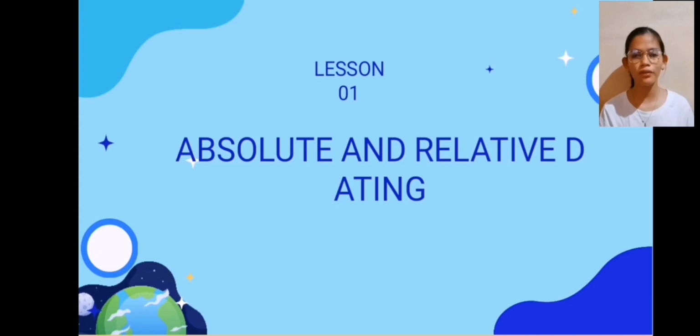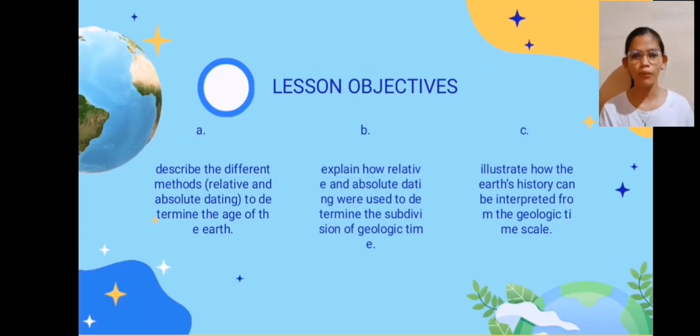So, before we formally begin our discussion, allow me first to present to you our lesson objectives. For today's lesson, we have 3 objectives. These are: describe the different methods, relative and absolute dating, to determine the age of the Earth. Second, explain how relative and absolute dating were used to determine the subdivision of geologic time. And third, describe how the Earth history can be interpreted from the geologic time scale.